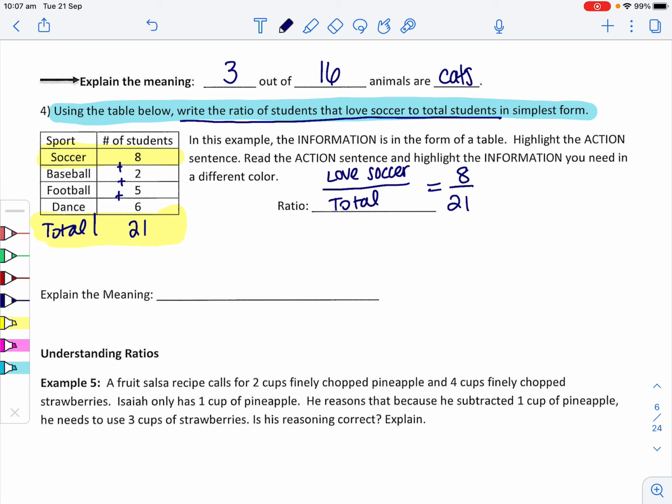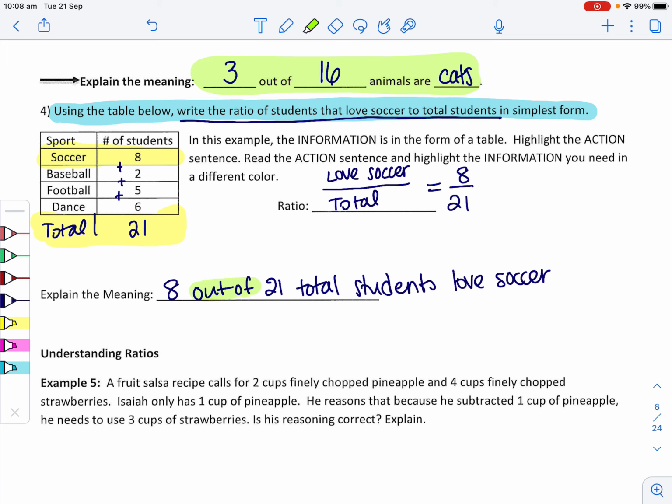So now I'm going to explain the meaning, and I'm going to use, again, this sentence up here, 3 out of 16 animals are cats, but instead of saying 3 out of 16, I'm going to say 8 out of 21. And instead of saying animals, I'm going to talk about total students that love soccer. So I'm going to say 8 out of 21 total students love soccer. So here's my out of, and then I finish the sentence by talking about the part. Okay.